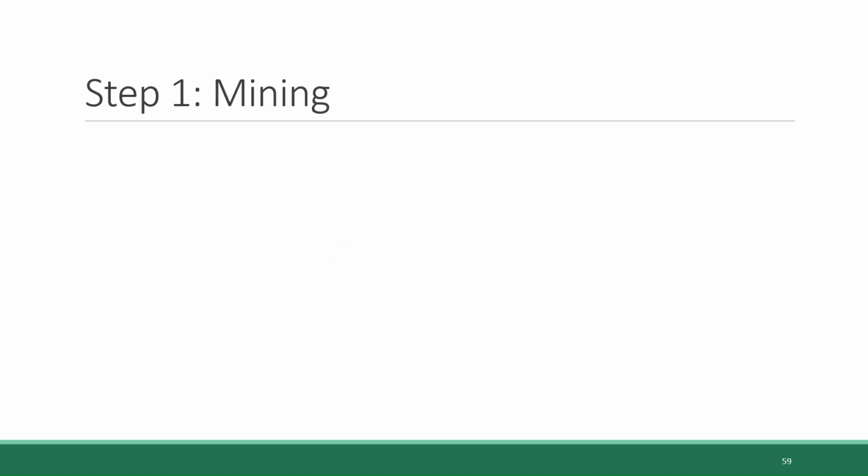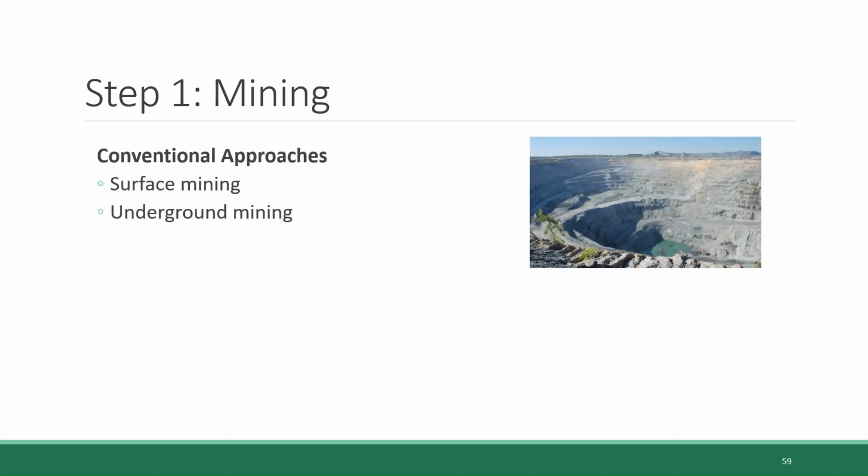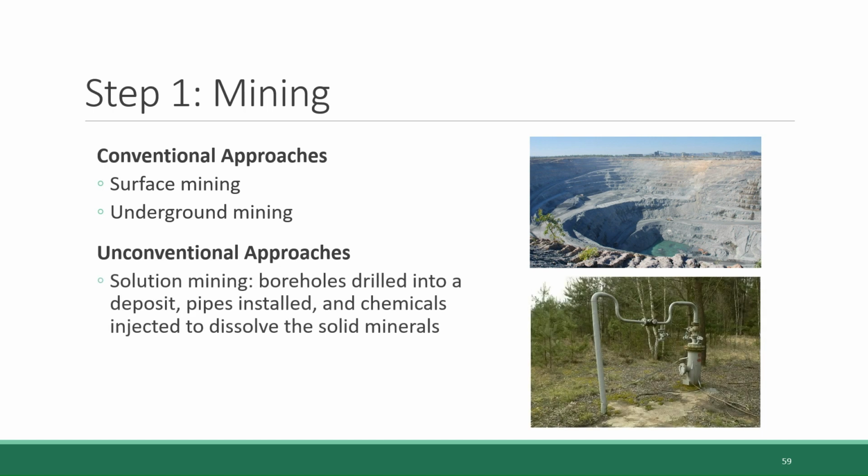Well, the first step is mining it. Uranium can be mined through conventional approaches, which include surface mining and underground mining. We talked about these when we were looking at coal earlier in this chapter. There are also unconventional approaches to extracting uranium. One of these is called solution mining, which is where boreholes are drilled into a uranium deposit, pipes are installed in the holes, and then chemicals are injected down into the deposit, which will dissolve the solid mineral uranium, and then it's pumped back out as part of the chemical solution.